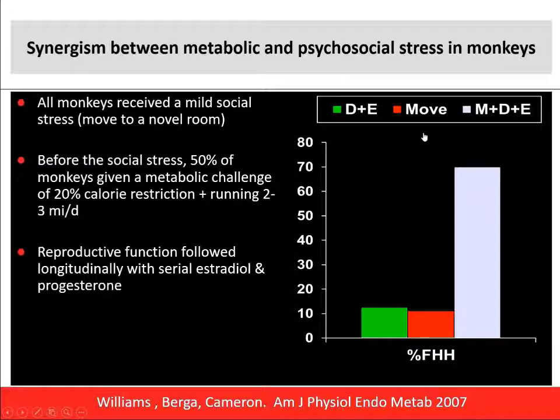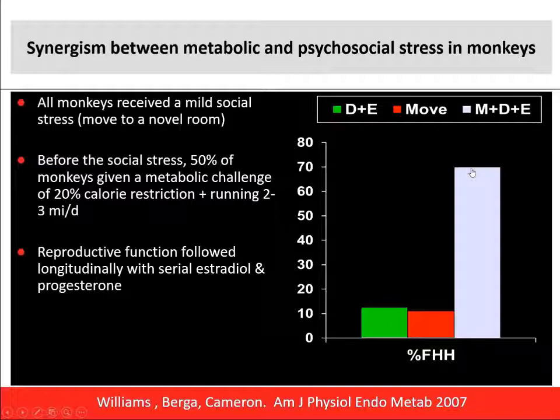If we had you, for instance, go to a new office every day, or a new house every day, or a new hotel room every day, that's sort of analogous to what we had the monkeys experience. When we did that, if we just gave the diet plus exercise paradigm, about 10% of the monkeys were transiently anovulatory. When we just gave the psychogenic stressor of moving, same. But when we combined these two stressors, there was a profound synergism between the two.